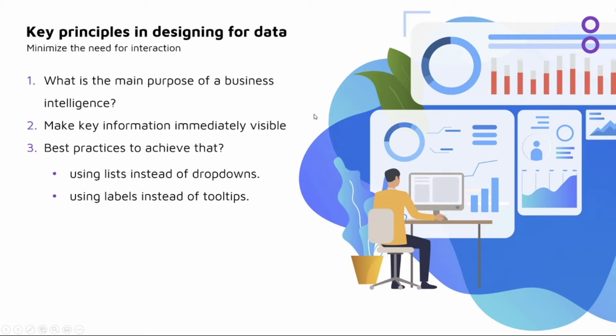So, to sum it up, what is the main purpose of business intelligence? It's to provide the key visuals and key measures as soon as possible. So you need to make your key information immediately visible. For example, you can do it by displaying all the titles and labels right away, not only after you mouse over something. And use lists instead of drop downs, especially when there are not too many items you put as alternatives.